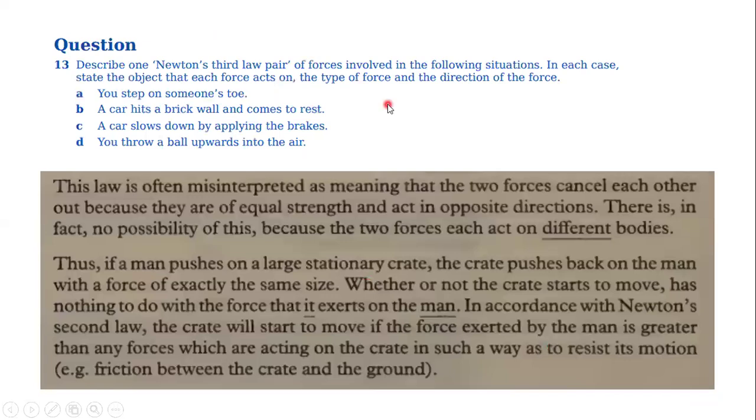Now, I can ask you a question. Describe one Newton's third law pair of forces involved in the following situations, right?